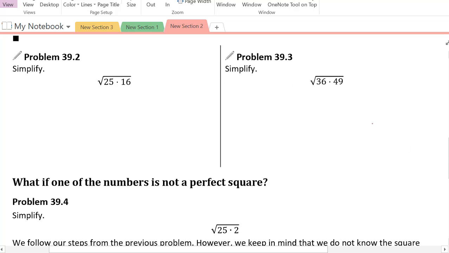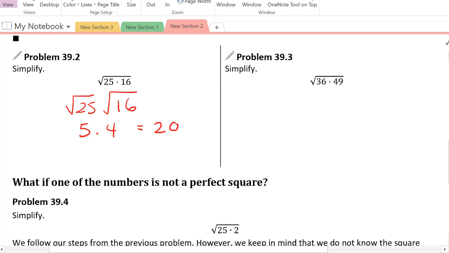If I look at the first example, I have the square root of 25 times 16. So I am able to split them up. I can rewrite this as the square root of 25 times the square root of 16, breaking them up into their own individual square roots. Now I would just do the square root of 25, which is 5, times the square root of 16, which is 4. So that would just be 5 times 4, which is 20. That's it.